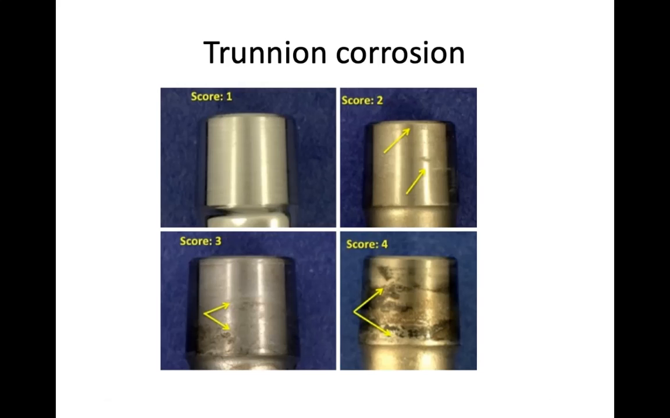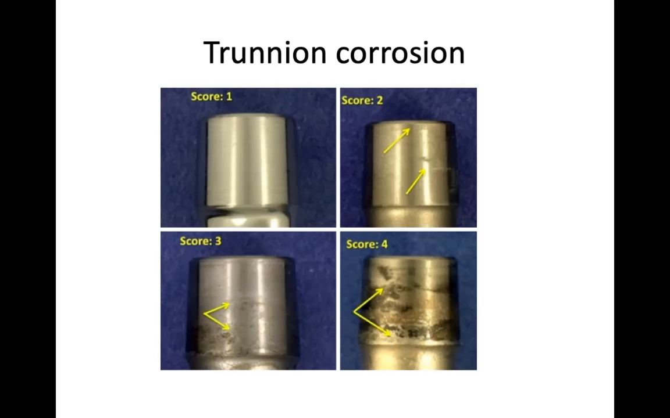Note that metal corrosion can also occur at any metal modular junction. And trunnion corrosion is a process that occurs via crevice as well as mechanically assisted crevice corrosion. It's estimated that 2% of revisions of metal on poly total hip arthroplasties are due to trunnion corrosion. So overall, that's why we don't use very many metal on metal total hips.